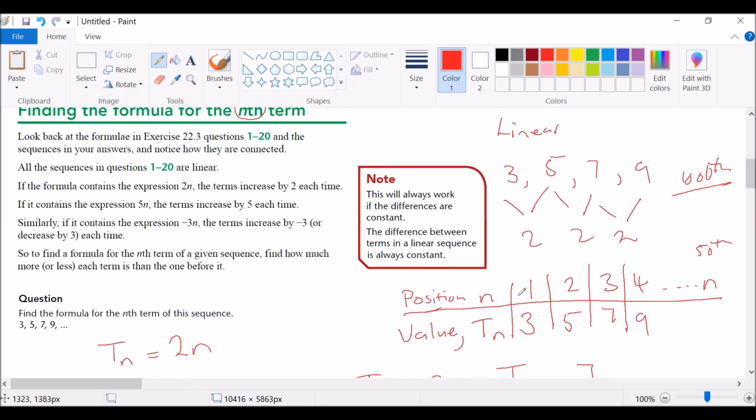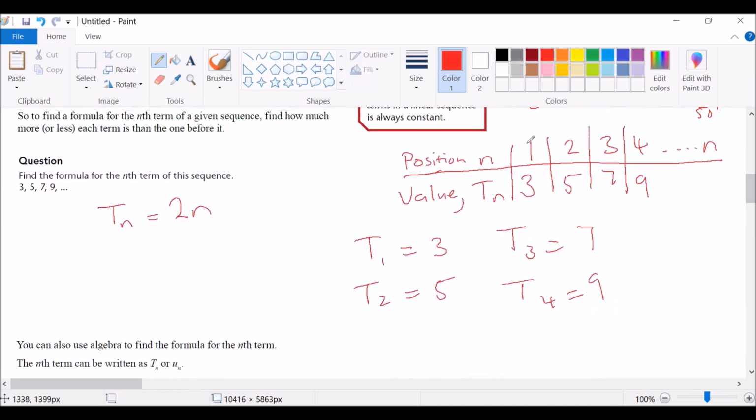Okay, so what are we doing to this? We are saying this position 1 times 2, we get 2. This position 2 times 2, we get 4. This position 3 times 2, we're getting 6. We have 3 here. What do we need to do to get to 3 when we're at 2? We add 1, then we get 3. We add 1 to 4, then we get 5. We add 1 to 6, then we get 7.